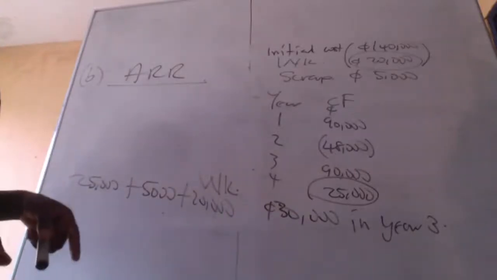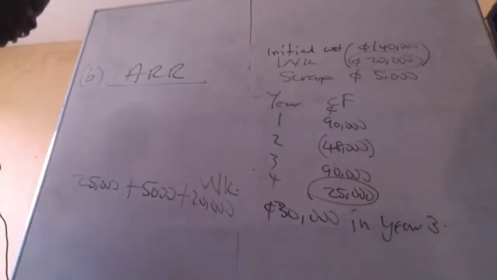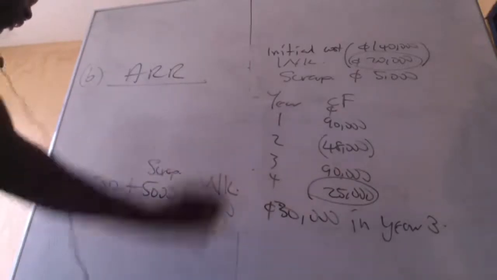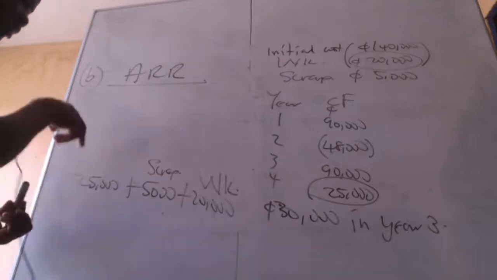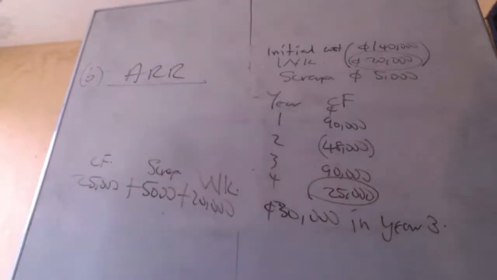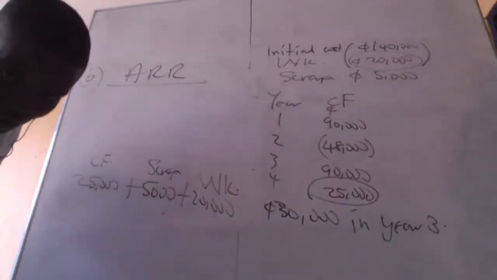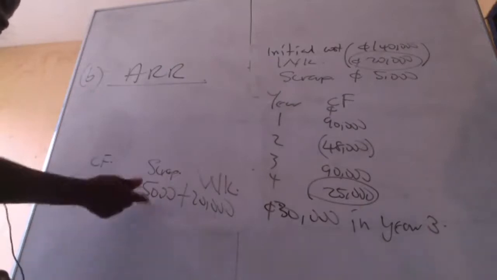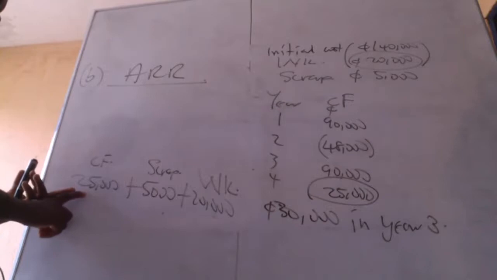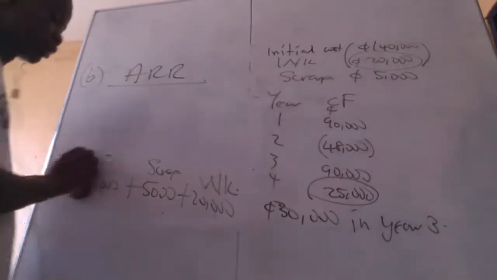Good. This is the working capital. It must be released. 5,000 is the scrap value. If you've not added it, you have to include it. 25,000 is the projected or estimated cash flow. So putting all together, we have 30,000 plus 20,000, making the 50,000 cash flow. Thank you very much.